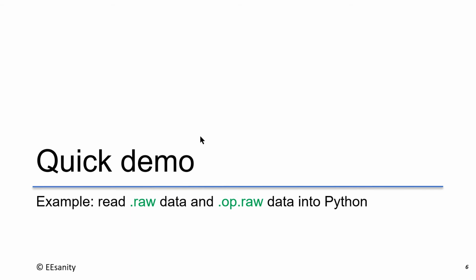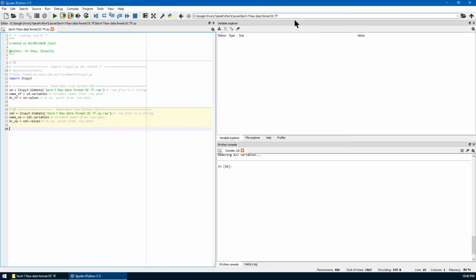I will show you how to read .raw data and .op.raw data into Python IDE. Make sure you are in the correct directory for this lecture. Let's open the given Python code. You can see there are two cells. This is the first one. This is the second one. The first one is going to read .raw data into Python. The second cell will read .op.raw data into the Python. Please double check the input file name and make sure it's correct. Let's run the first cell.